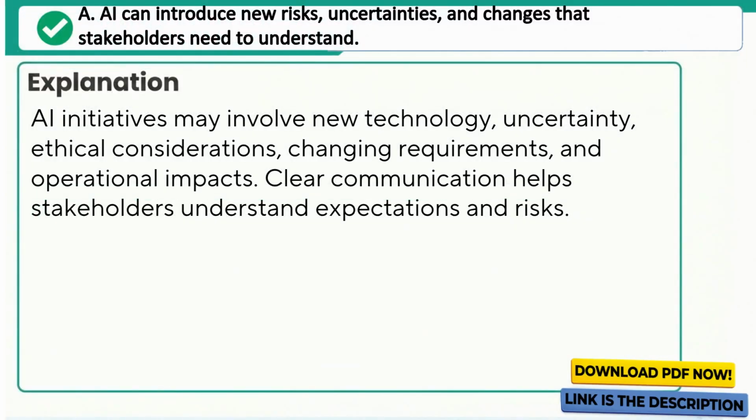Correct answer. A. AI can introduce new risks, uncertainties, and changes that stakeholders need to understand. Explanation. AI initiatives may involve new technology, uncertainty, ethical considerations, changing requirements, and operational impacts. Clear communication helps stakeholders understand expectations and risks.